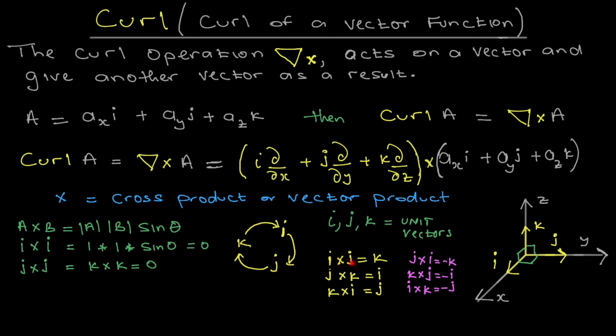I cross J is K. J cross K is I. K cross I is J. But if you go back in the opposite direction, K cross J is minus I. J cross I is minus K. I cross K is minus J. So that's what cross product does. Because don't forget these vectors I, J, and K are unit vectors, which means I is 1, J is 1, K is 1. Unit means 1.